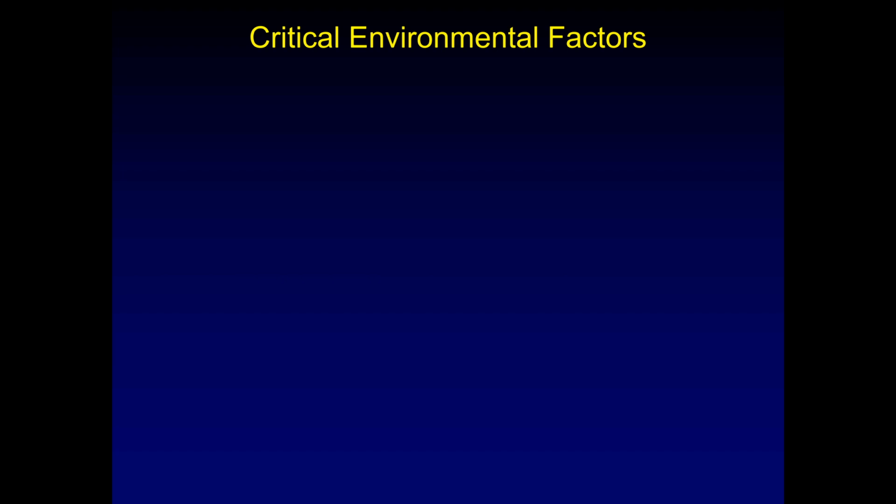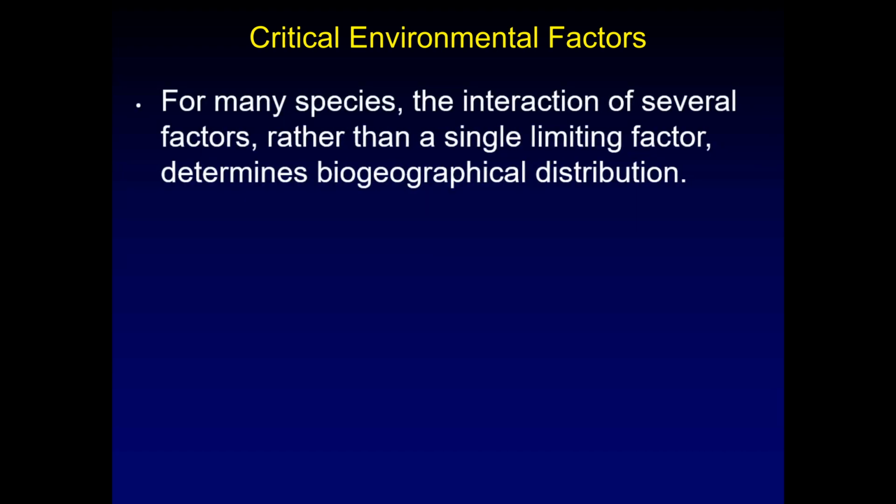So looking at some critical environmental factors, for many species, the interaction of several factors rather than a single limiting factor determines biogeographical distribution. This is just a fancy way of saying it's never just water shortage, or never just shortage of food. It's always multiple things that determine where you'll find a particular species. Swamp white oak, for instance. Yes, the name implies that it likes wetter soils, but it's more than just the water composition of the soil that determines where it's going to be distributed.